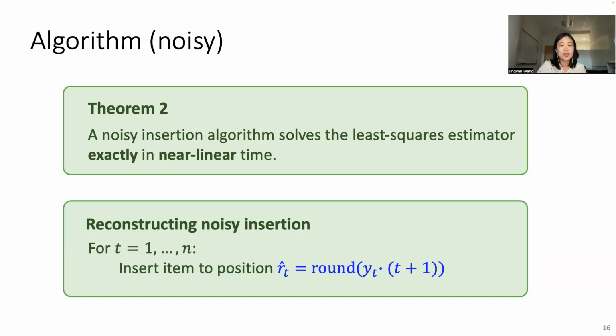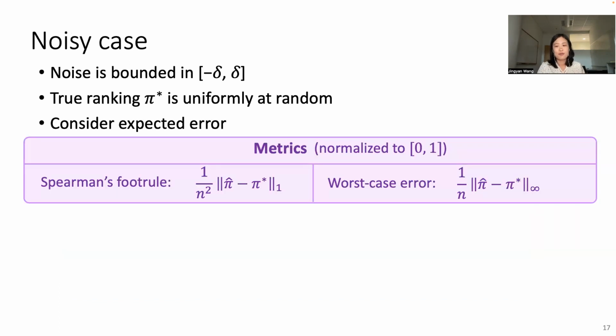This is the algorithm. And for theoretical results, here in the noisy case, we assume the magnitude of the noise is bounded with this parameter delta. So delta is like the noise level. But otherwise we allow the noise to take any arbitrary value. We assume the true ranking pi star is uniformly at random, and we consider the expected error where the expectation is taken over the true ranking pi star.